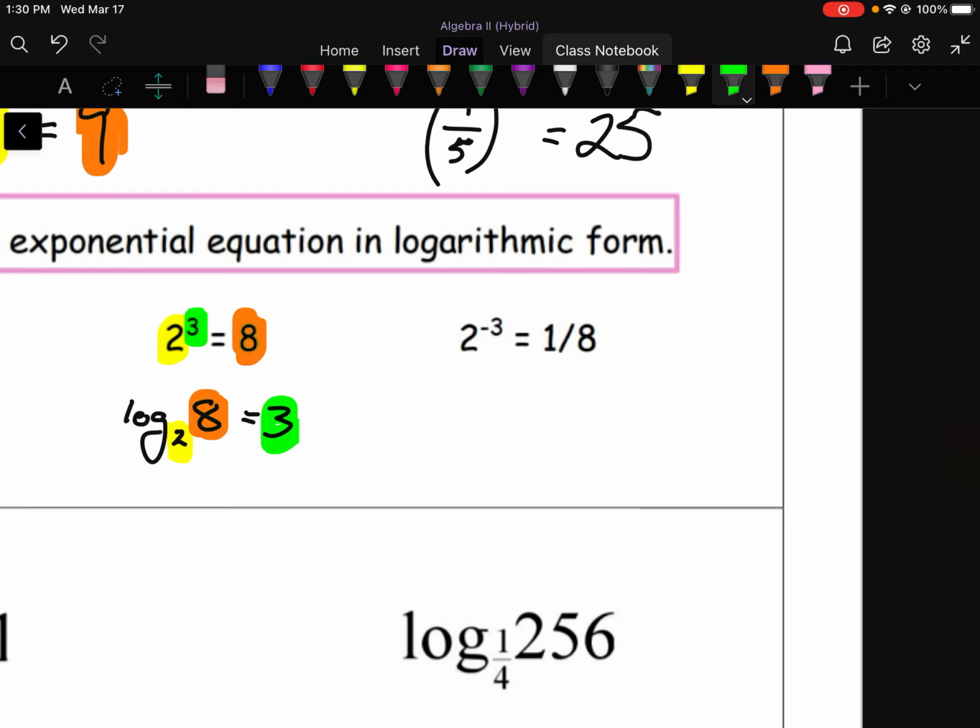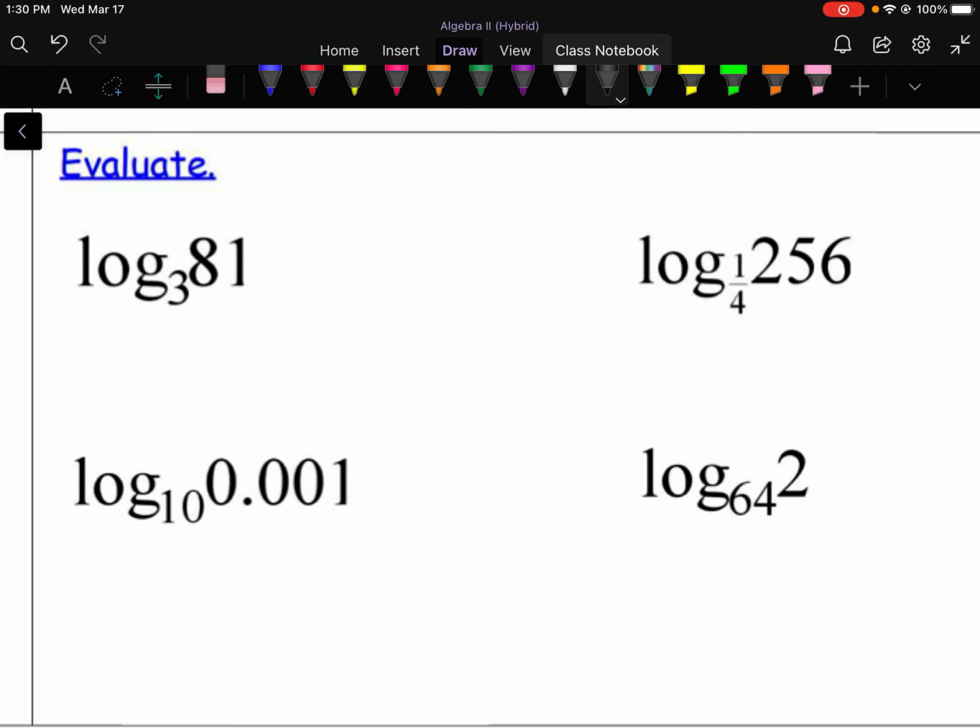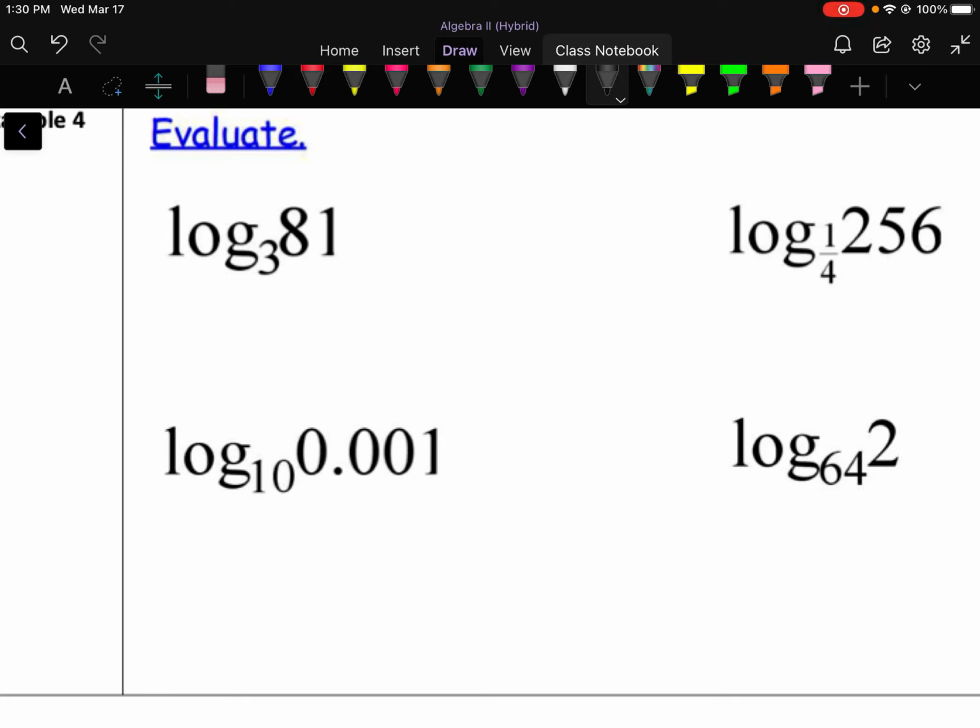And even with that negative exponent, we can just rewrite it as a log right away. So we'll start by saying log base 2 of 1/8 equals -3. That's just rewriting for you, but we also have to be able to evaluate. So let's take a look at a few examples here. We'll start with log base 3 of 81.